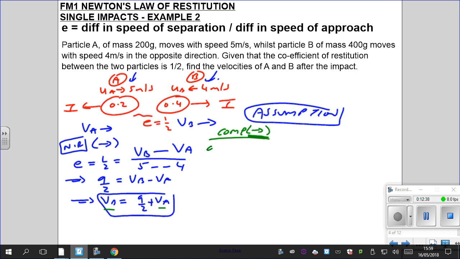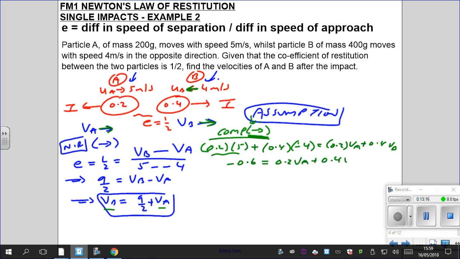So I've got mass, speed, plus mass, but UB is going to the left. So that must be -4, because my positive is to the right. Equals mass 0.2 times VA, and VA is going to the right, I've assumed, plus 0.4 VB, as I've assumed VB is going right. So here I have 1 subtract 1.6, so that's -0.6 is 0.2 VA plus 0.4 VB.